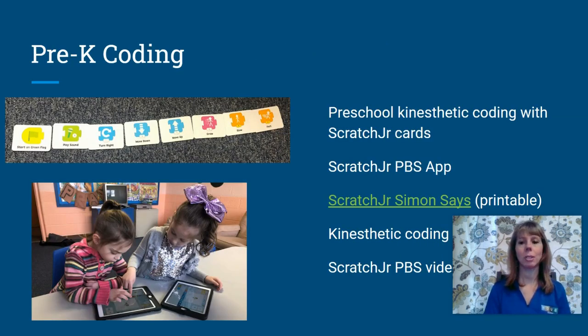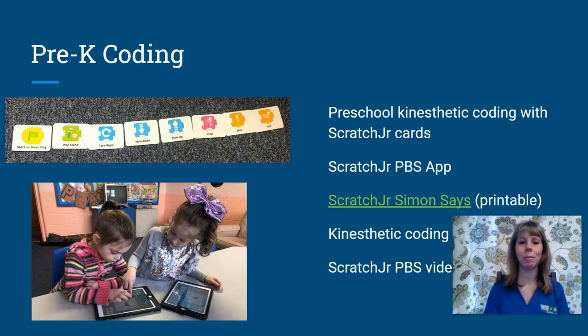So now I'd like to share some examples of different coding experiences with different grade levels. I'm going to start at the preschool and move through high school. So this first example that I'm going to show you were preschool children that did kinesthetic coding with Scratch Junior cards, as in this photograph. We laid out the cards and we created a sequencing that we could do kinesthetically, representing coding language. This is a fun activity to do even with Simon Says, and I have a link there to the printable Scratch Junior Simon Says if you want to do something like that with younger children.